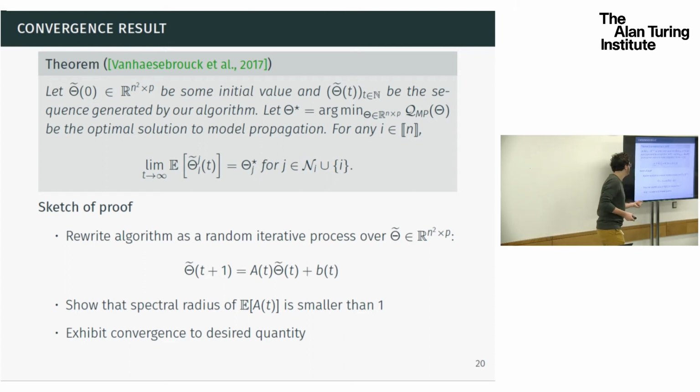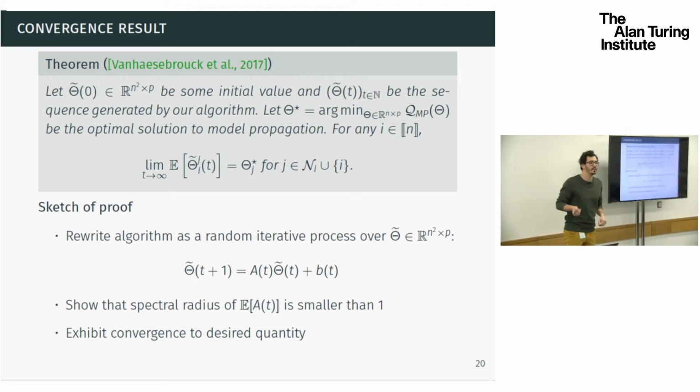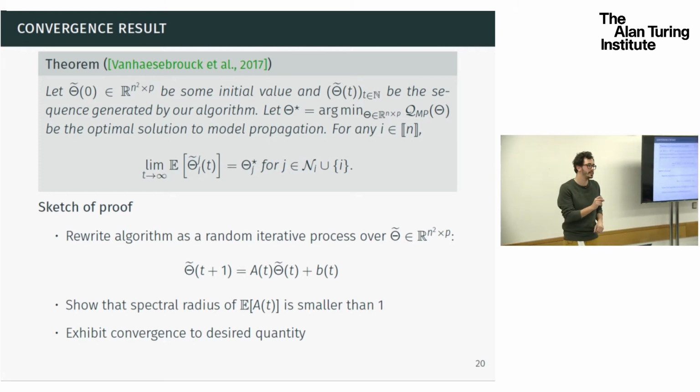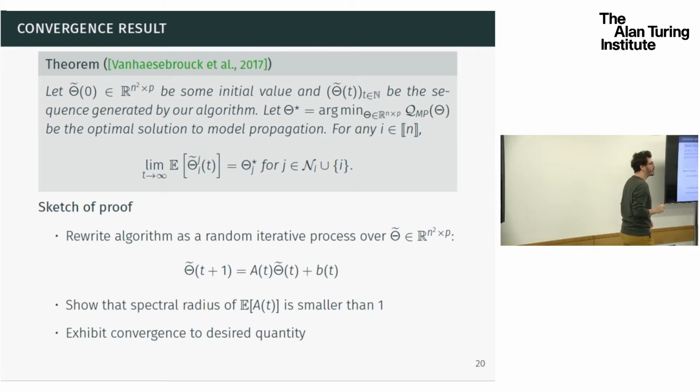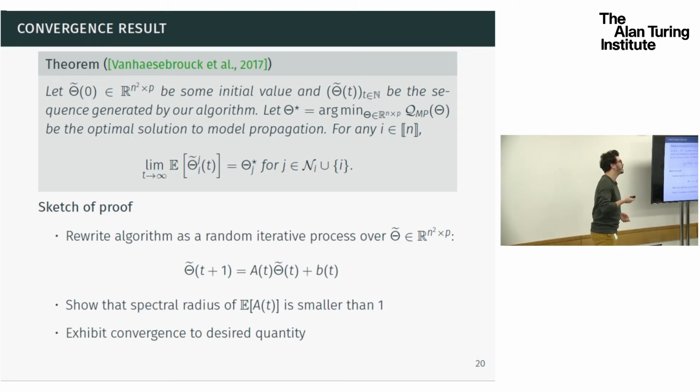And then essentially what you need to do to show that this thing converges is to study the spectral radius of the expectation of that transition matrix A of t. And essentially if you can show that the spectral radius of this expected matrix is smaller than 1, then you get that it converges, and you can analyze that it indeed converges to the right quantity. So this is essentially how this is analyzed. There's a little bit of rewriting the algorithm here as just a linear update.